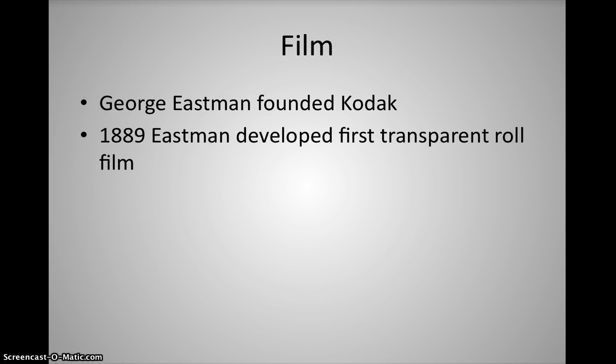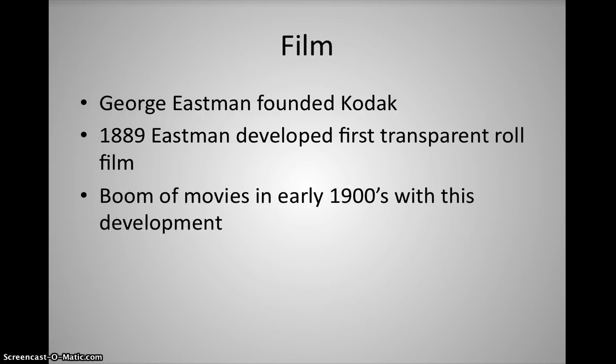And he, of course, developed the first transparent roll of film. And that led to the boom of the movies in the early 1900s. Because, of course, you would have a long roll of film, and expose each frame to a little bit of light. That looped at 24 frames a second would create a movie.